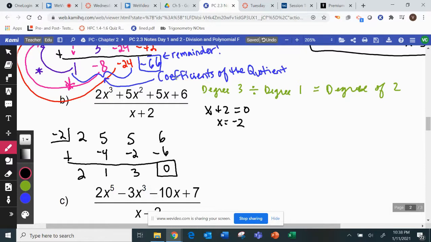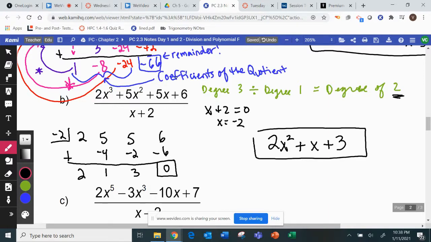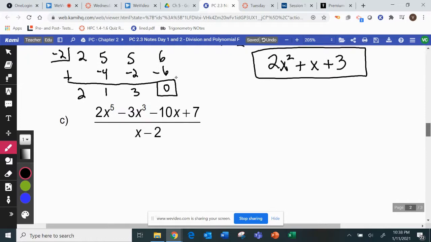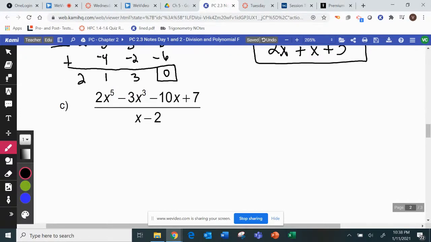So our answer for this one, we have to go down a degree to 2, is going to start with 2x to the second plus 1x plus 3, and no remainder, so I don't have to write anything for the remainder. And then question C. Going to do x minus 2 equals 0. So my box number is going to be 2.